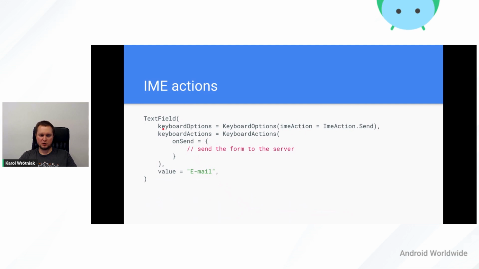There is a keyboard options parameter of text field. You can set the IME action here. For example, here is the action send. And in the keyboard actions, you can set the callback, which gets executed after the user chooses this action. But you may skip this callback if using action next and previous, and you don't want to perform any additional actions. Next and previous will just move the focus forward and backward without any additional code.